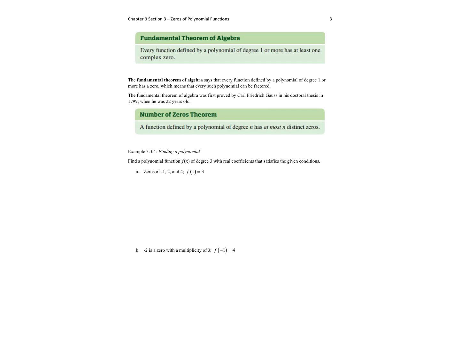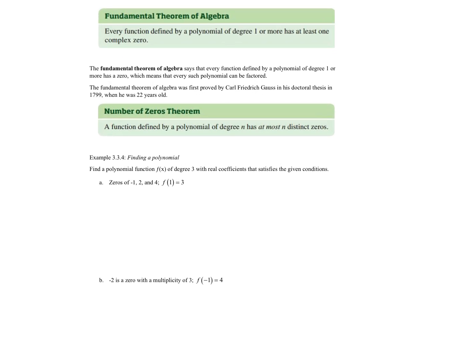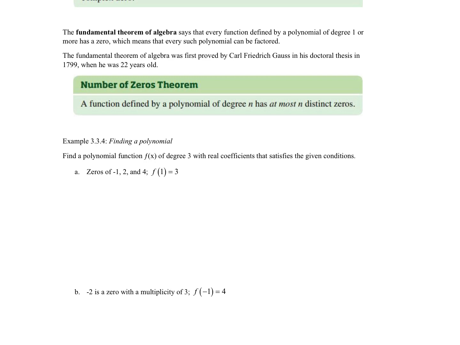So the fundamental theorem of algebra says that every function defined by a polynomial of degree 1 has at least one complex zero. So it doesn't mean it has to be a real zero or an imaginary zero. It could have an i, could not have an i, but it has to have a zero. At some point in time, we have to account for that x being in the equation. So every x that you add is another zero that we have to account for. So a function defined by a polynomial of degree n has at most n distinct zeros.